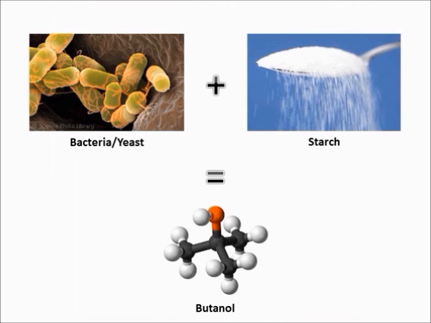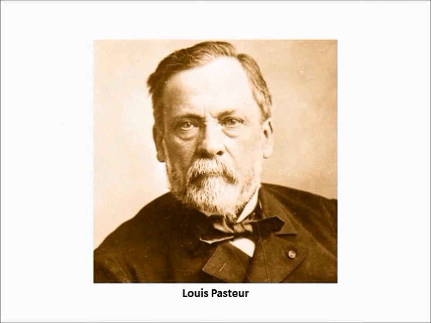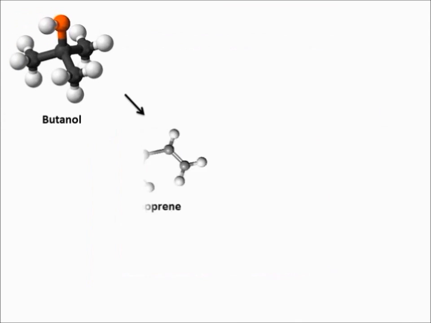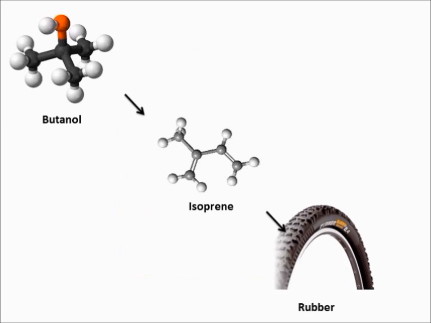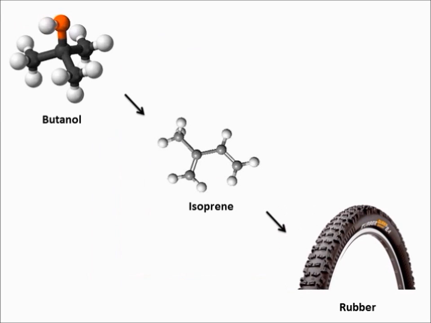Some strains of bacteria and yeast can use starch to produce a type of biofuel called butanol through fermentation. Louis Pasteur first recorded butanol production via anaerobic bacterial fermentation in 1861. Around 1910, there was a shortage of natural rubber. This created interest in butanol production as it is used to make synthetic rubber via isoprene as an intermediate.